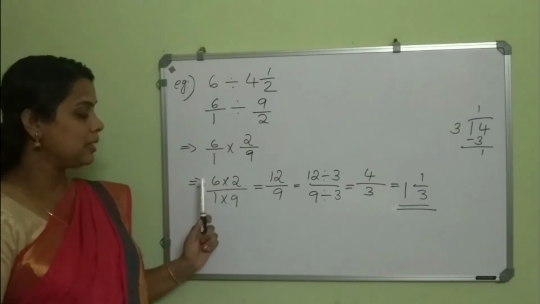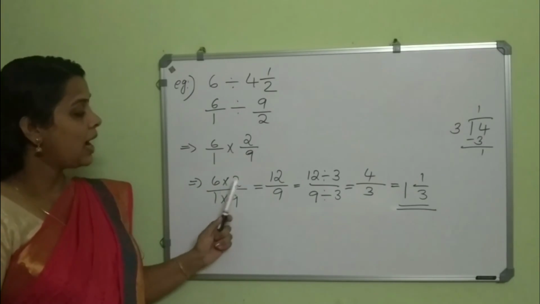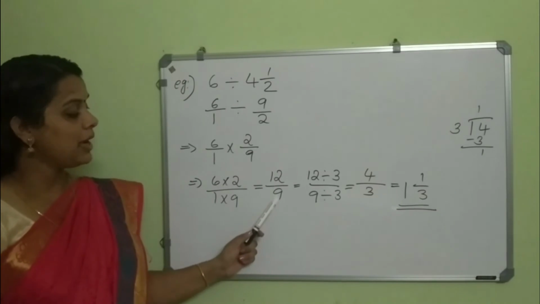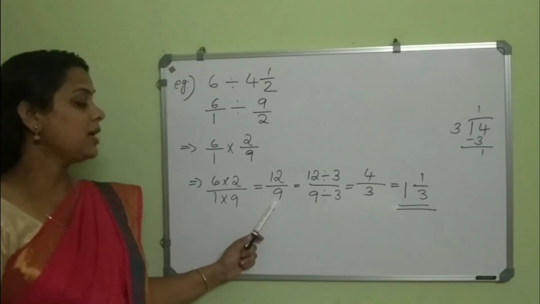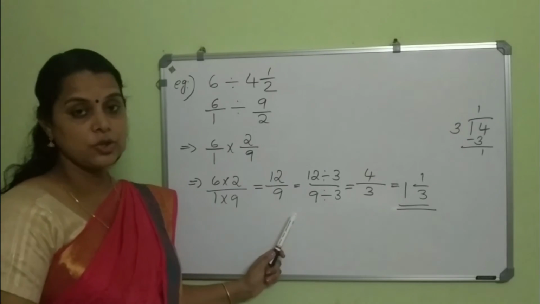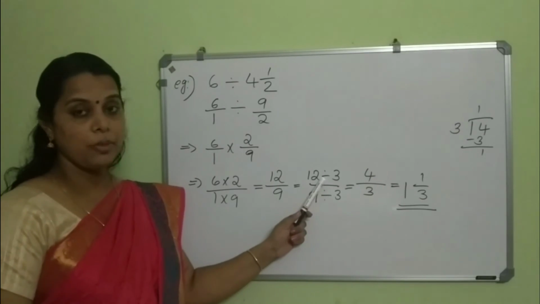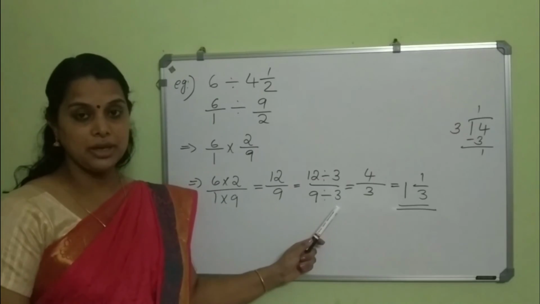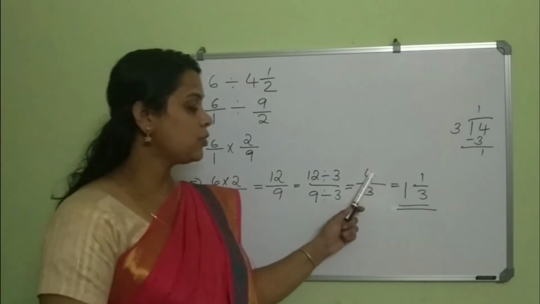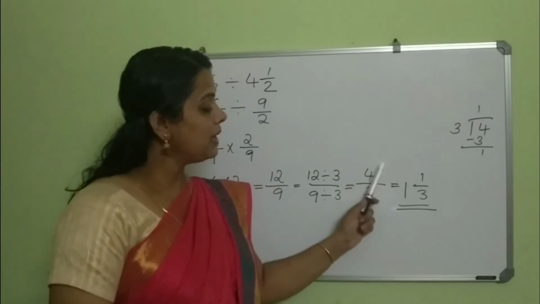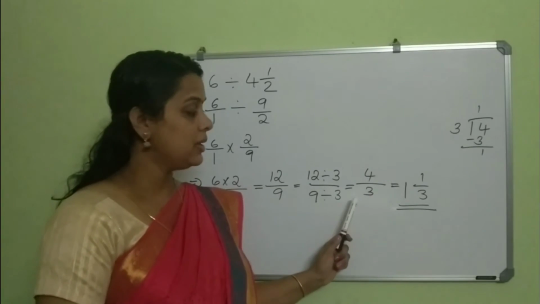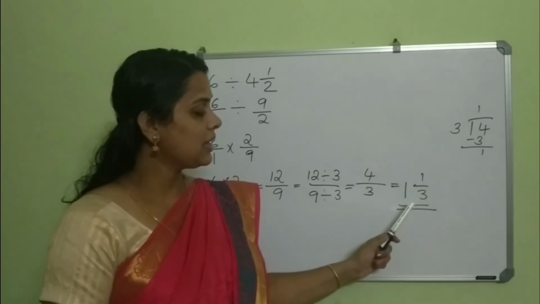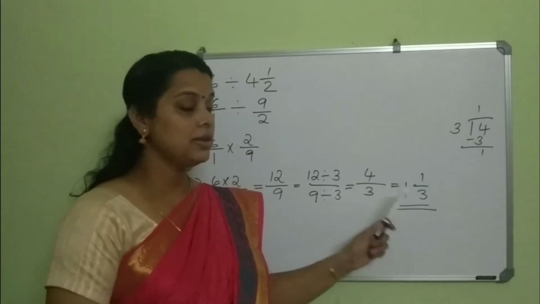Now do the normal multiplication. 6 2s are 12 and 1 9s are 9. 12 by 9. So we need to change this fraction into simplest form. 3 is the highest common factor. So 12 divided by 3 and 9 divided by 3. What will we get? That is 4 by 3. 4 by 3 is an improper fraction. We need to change this improper into mixed again. So by dividing we can write 1 1 by 3.